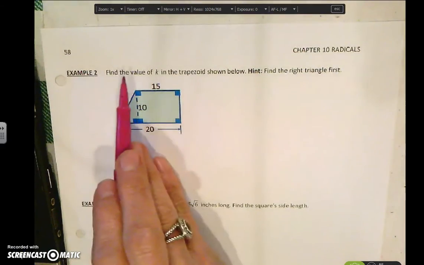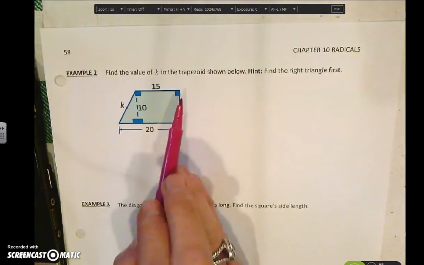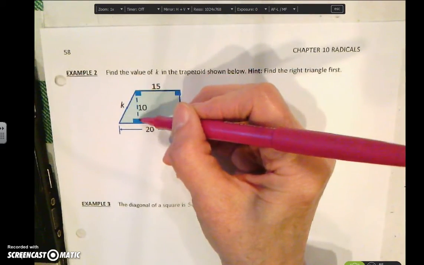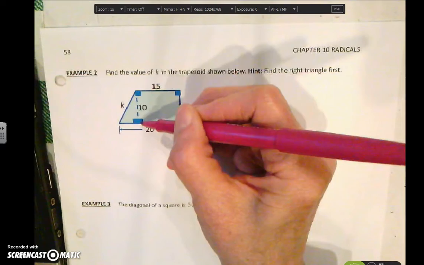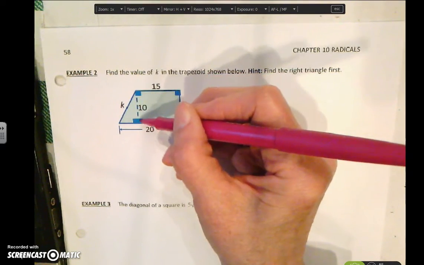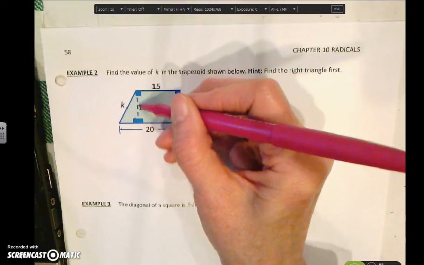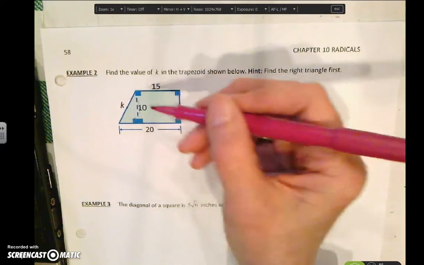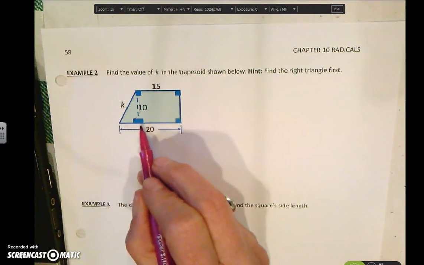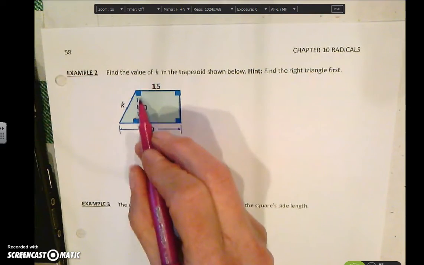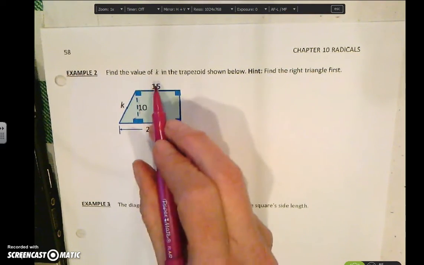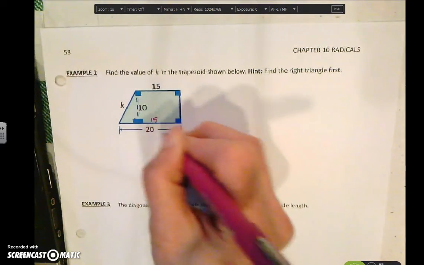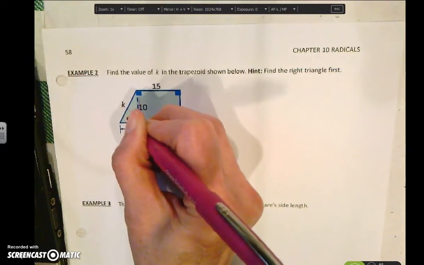For example 2, we're going to find the value of k in the trapezoid below. Hint, find the right triangle first. So you can see right here is our right triangle. We're going to be using the Pythagorean theorem, and you see here's the right angle right here. So we have one of the legs. We need to figure out what this leg is in order to get k. All right, so this long side here is 20, and this is a square, and this is 15. So that means this section here is 15 as well. And that means if the whole thing is 20, and 15, then this is going to be a 5 right there.